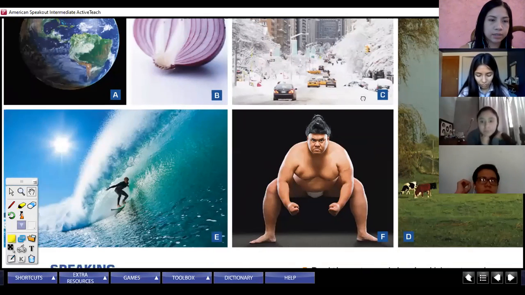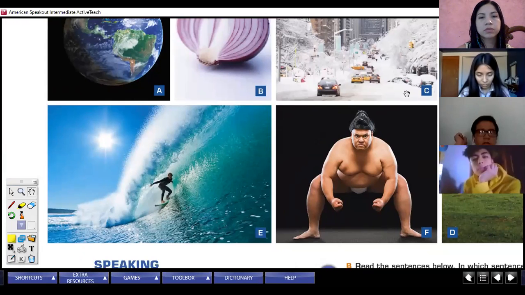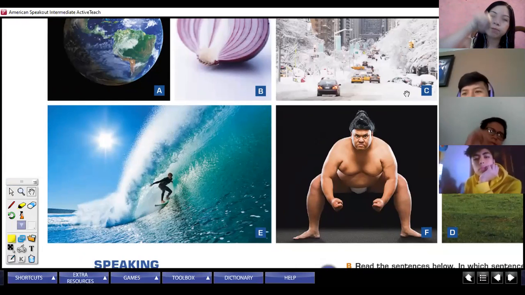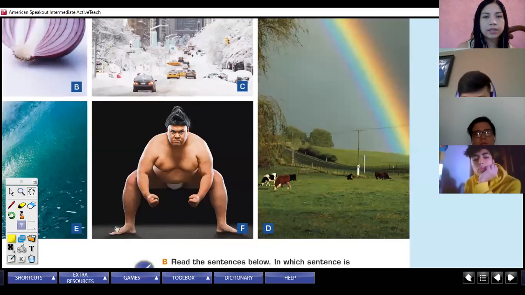In letter E, what do you see? Surf. Yeah, someone is surfing. It's the sea, and that is a wave. A tidal wave, it's a high wave. This is a high tidal wave, correct? And letter F, sumo. A sumo fighter, a wrestler.